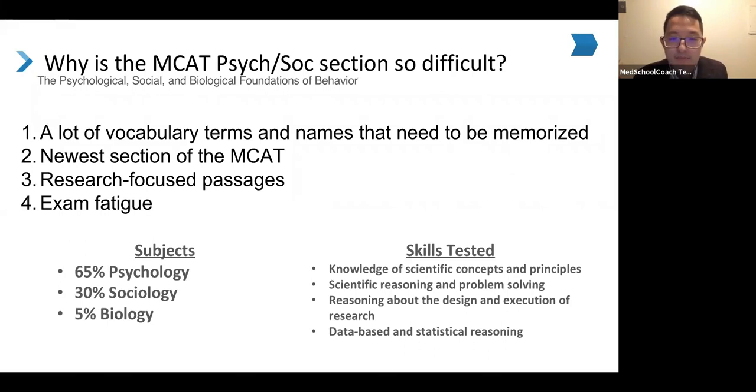And the PsychSoc section, being the newest section of the exam, there are the fewest number of practice questions available for this section. So we know a good amount about what the MCAT wants students to know for the PsychSoc section, but right now we don't have really all of the information that the MCAT wants students to know. So that can make it a little challenging for students with this section to figure out what are the terms and names that they do or do not need to know for this section.